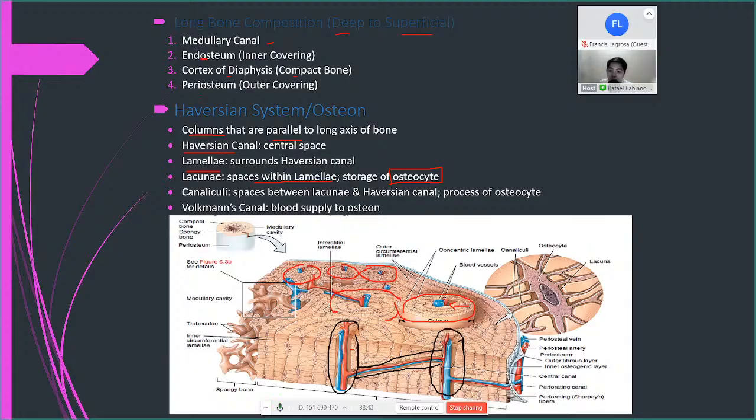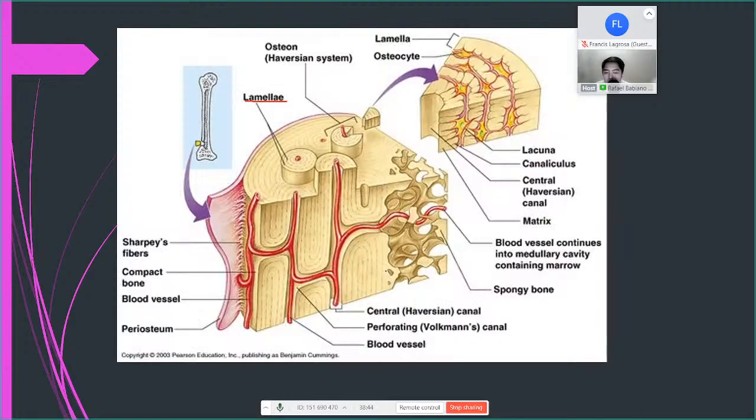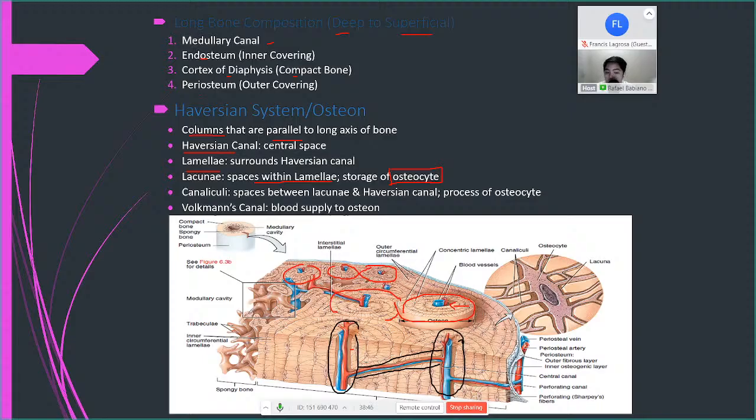Alright, so that is the Haversian system. Again, it's very important because the osteocytes are right here, and your nerve, your blood supply, your vein, they are in these Haversian canals.